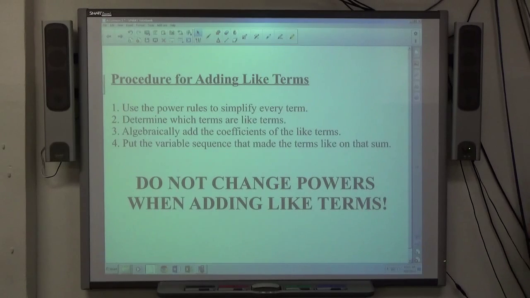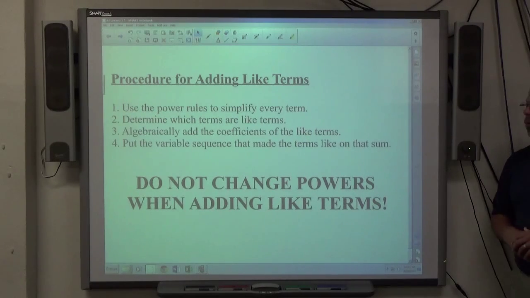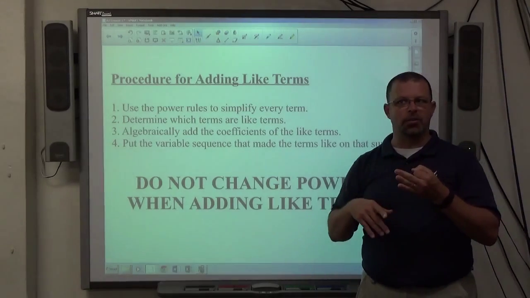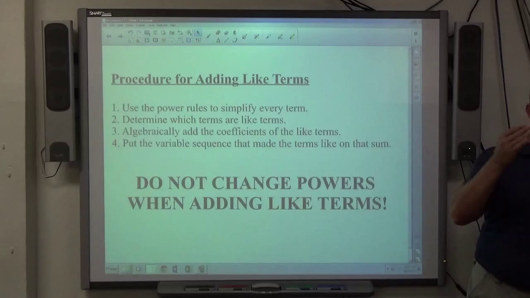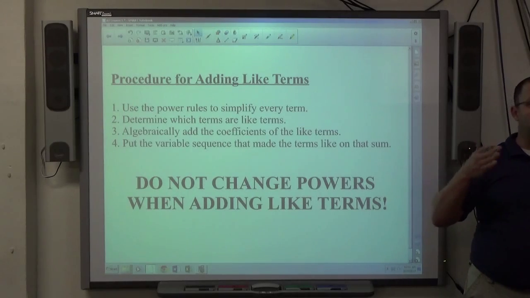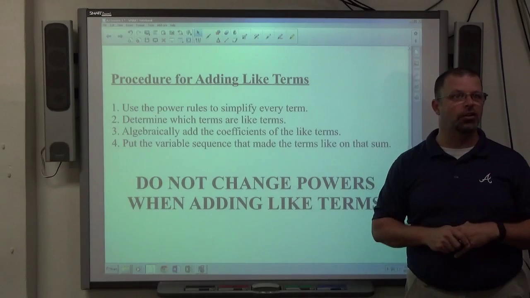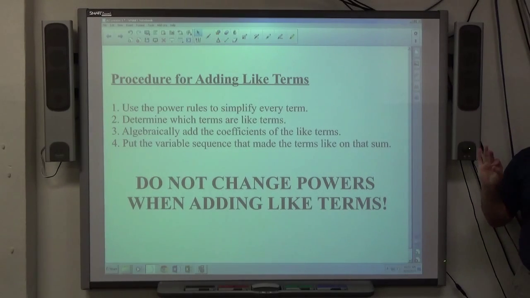When we go to add like terms, use the power rules that we just dealt with yesterday. X times x, you add the powers. X divided by x, you subtract the powers. X squared to the third, you multiply the powers. If you have negative powers, you move them. If you have 0 powers, you make them equal 1. So basically, if it's being multiplied, just throw it out. Use those rules that we did yesterday to simplify every single term.